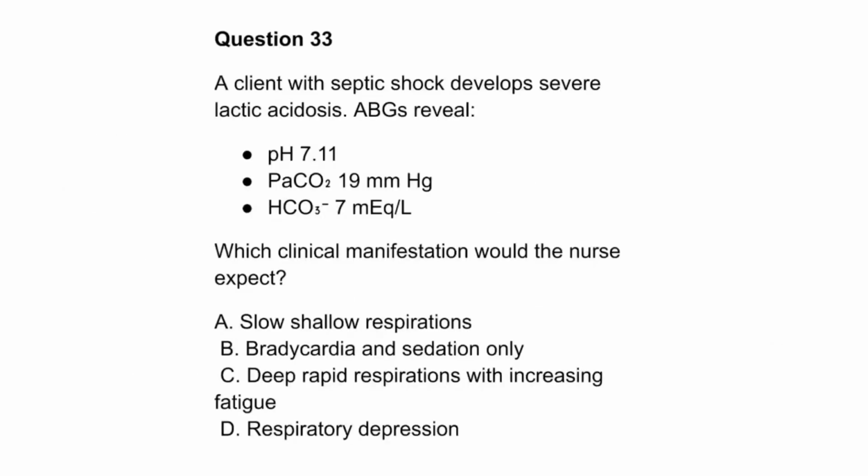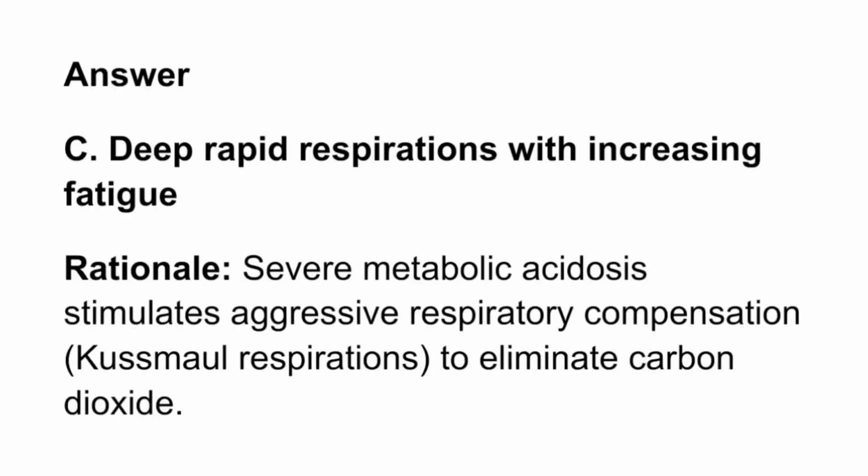Question 33. A client with septic shock develops severe lactic acidosis. ABGs reveal. pH 7.11. PaCO2 19 millimeters of mercury. HCO3 7 milliequivalent/L. Which clinical manifestation would the nurse expect? A. Slow shallow respirations. B. Bradycardia and sedation only. C. Deep rapid respirations with increasing fatigue. D. Respiratory depression.